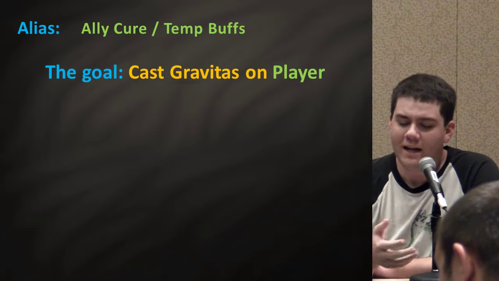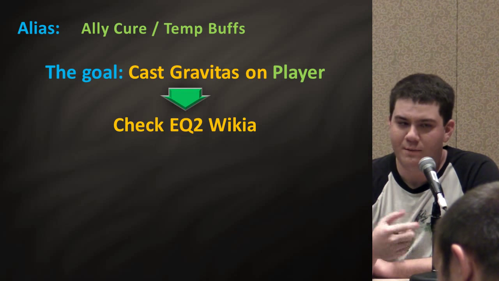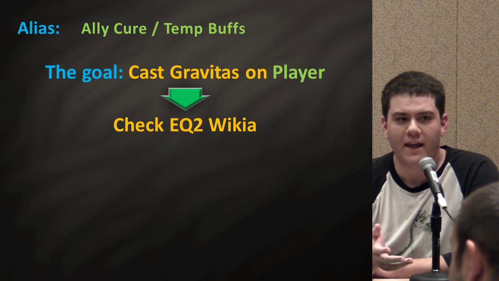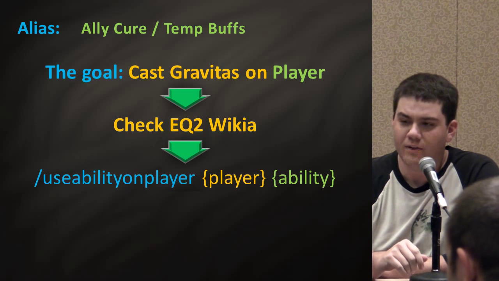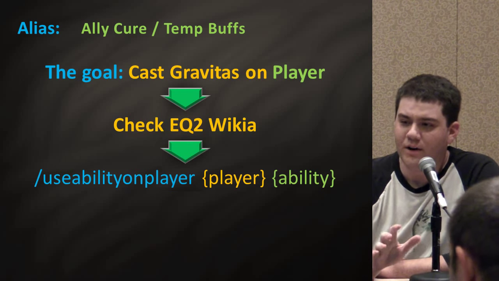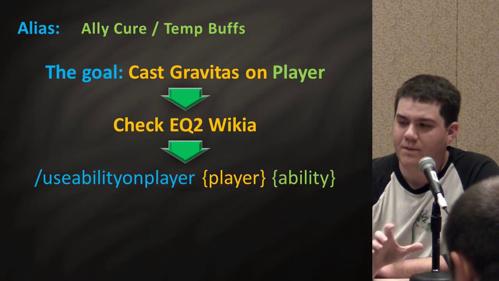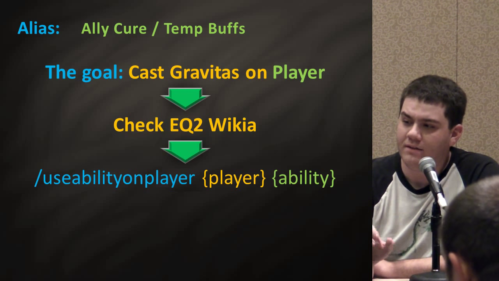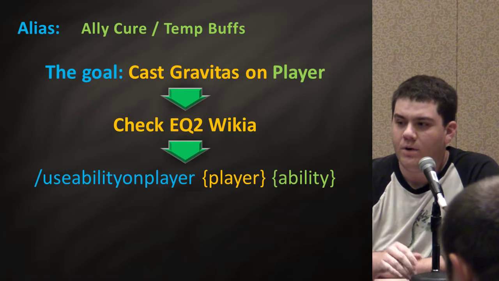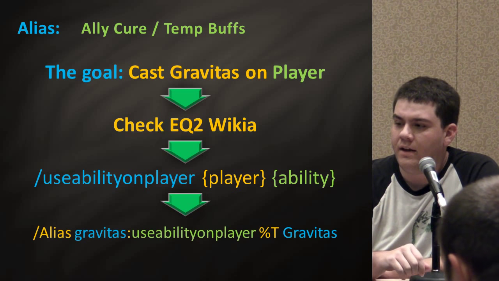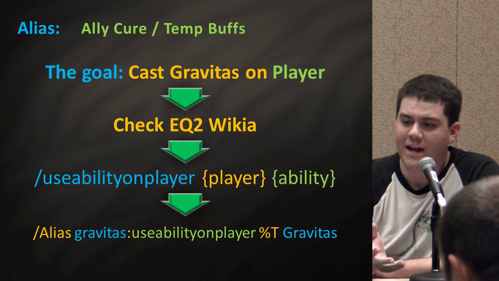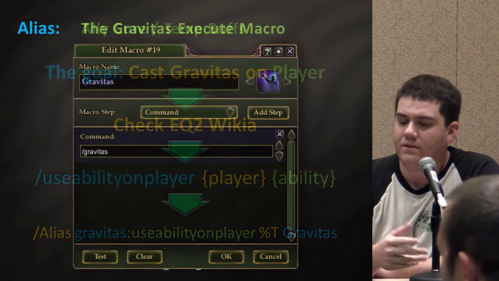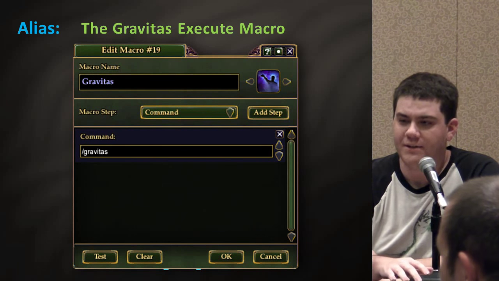So when I did this, the first thing I did was I went to the spell list that they had on the EQII Wikia, and sure enough, I found this ability on there. And it had a pretty good write-up on it, saying that when you type in this command, you put the player name next, and then the ability. Well, the player is going to be percent T, and the ability is Gravitas. So I know that, so I'm making a new command called Gravitas. All right, so I do that, and I have that command, so the other one would just be slash Gravitas.